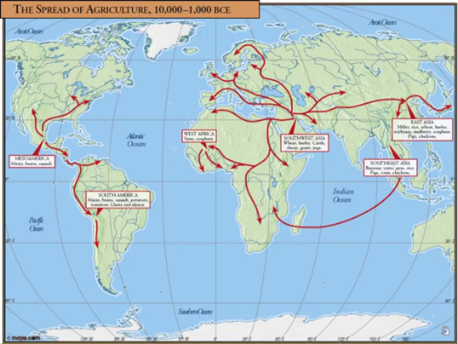And here's another map. We're going to see the spread of agriculture, which will begin in Mesopotamia, that we'll see in a few slides, and we'll discuss that.